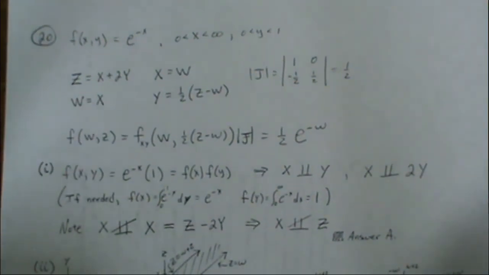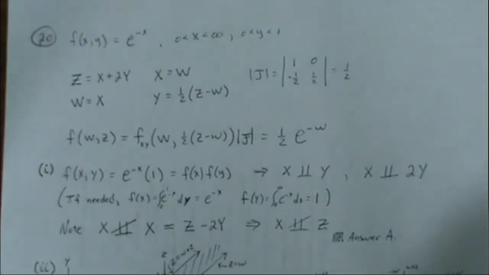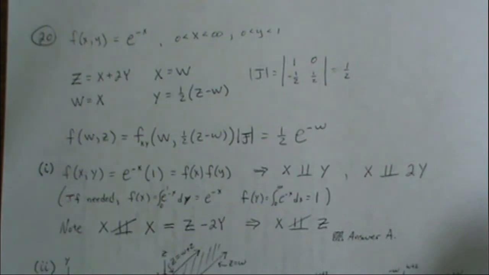Number 20, we want to find the joint density of z and x, and then figure out which ones of the following solutions are true. And now I give 2 different possibilities for solutions for this. And so we'll go through them.